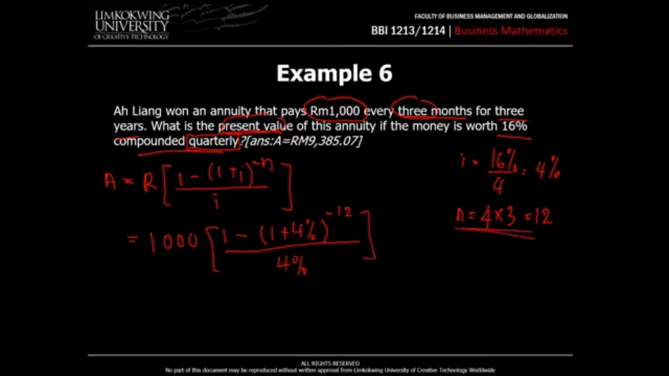The calculation is the same as what we learned previously. Now press the calculator. The answer is 9385.297. So be careful. Just now it was given as compounded monthly, but this one is different, compounded quarterly, every 3 months. So be careful with i, be careful with n. Any questions so far?